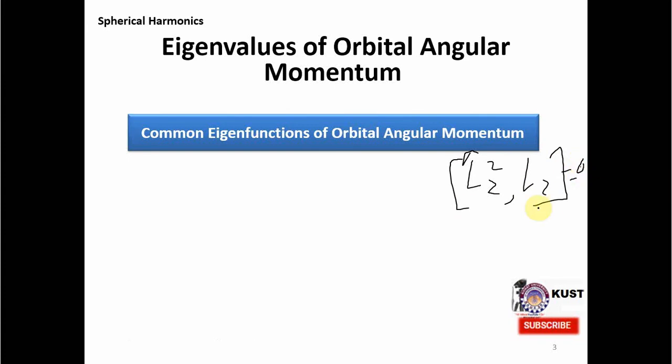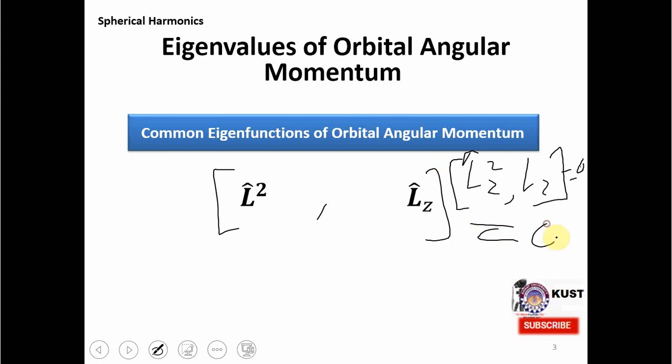So they commute. Since they commute, we have a theorem in quantum mechanics that if any two operators commute, then their eigenfunctions are common. So we will be talking about the eigenfunctions of L square and Lz. If I calculate their commutator, this will be equal to 0. That's why we have the common eigenfunctions for L square and Lz. So the first point is that L square and Lz have common eigenfunctions because they commute.